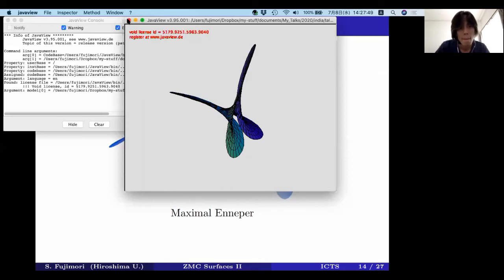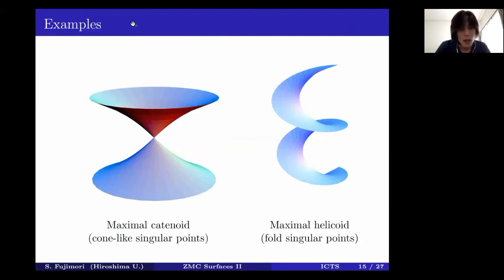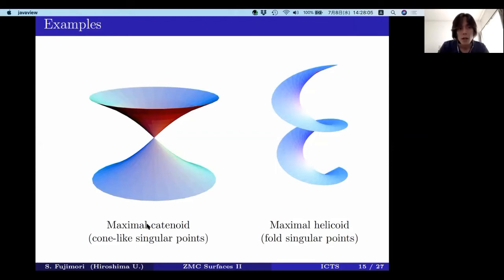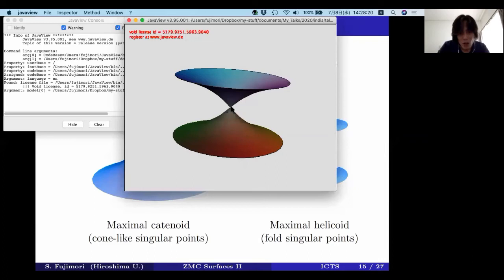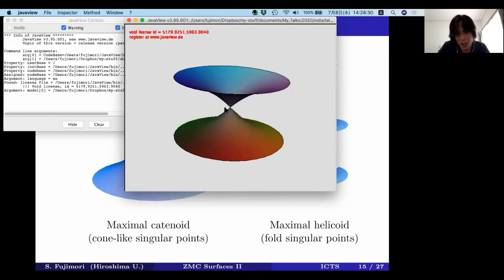And also, let me show two more examples. This is called the maximal catenoid. This is a surface of revolution. In the minimal surface case, the profile curve is a catenary, but here the profile curve is different. And in this case, we have a cone-like singularity here, which I will explain next week in the third talk. So this is not a generic singularity in our sense.